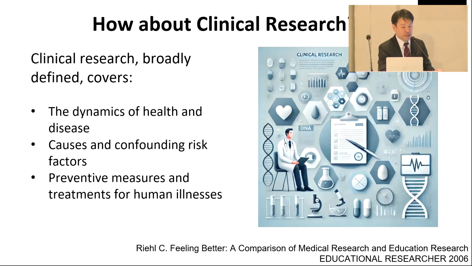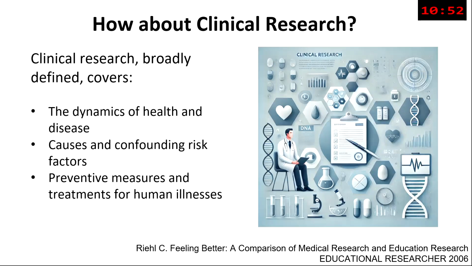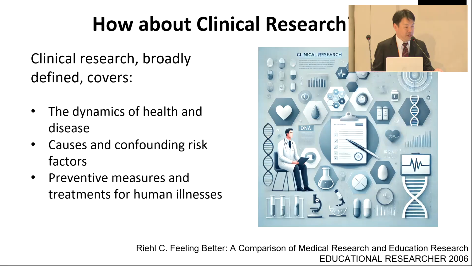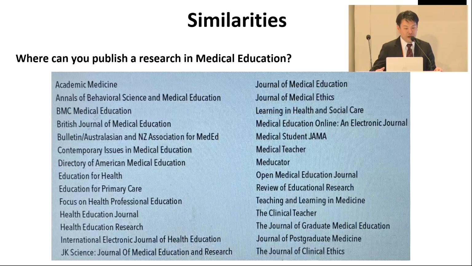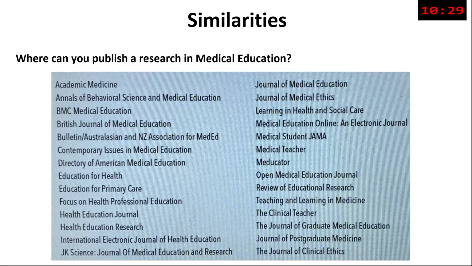So how about clinical research? Broadly defined, it covers the dynamics of health and disease. We're always trying to determine the causes and confounding risk factors, and then most importantly, the preventive measures and the treatment of human illness. So it seems very different what these two research types are focusing on. However, they do share a lot of similarity.